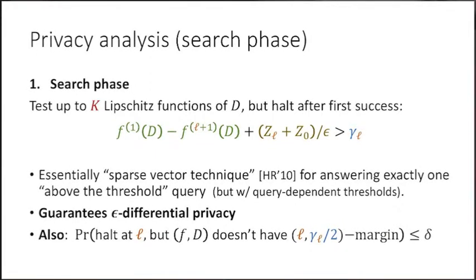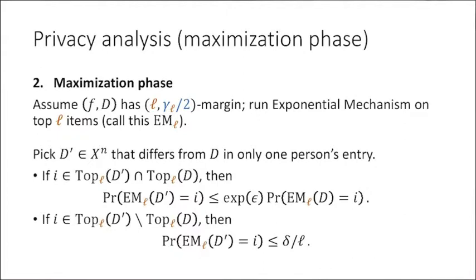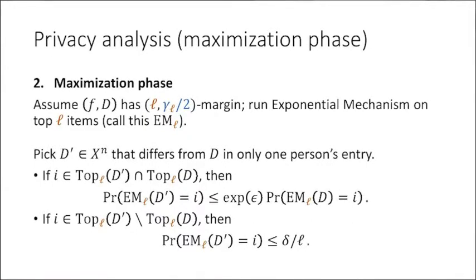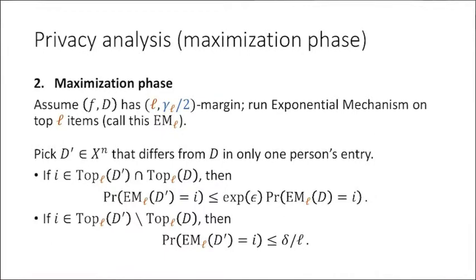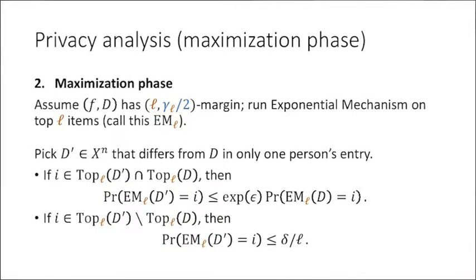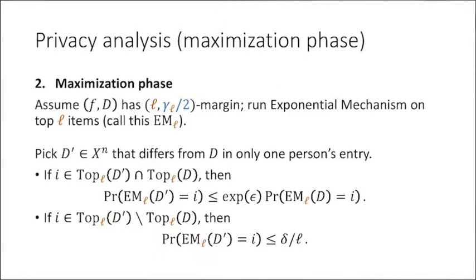But given this, the rest of it is actually rather simple. We're just going to run the exponential mechanism on the top L items. Let's call this procedure EM sub L. And the reason this is differentially private, well, you look at any neighboring data set. This can't change these score functions by too much. In particular, if there's some item that's in the top L for both data sets, your original one and the neighboring one that changes one person's entry, then we're exactly doing the exponential mechanism, and we knew that that was differentially private.